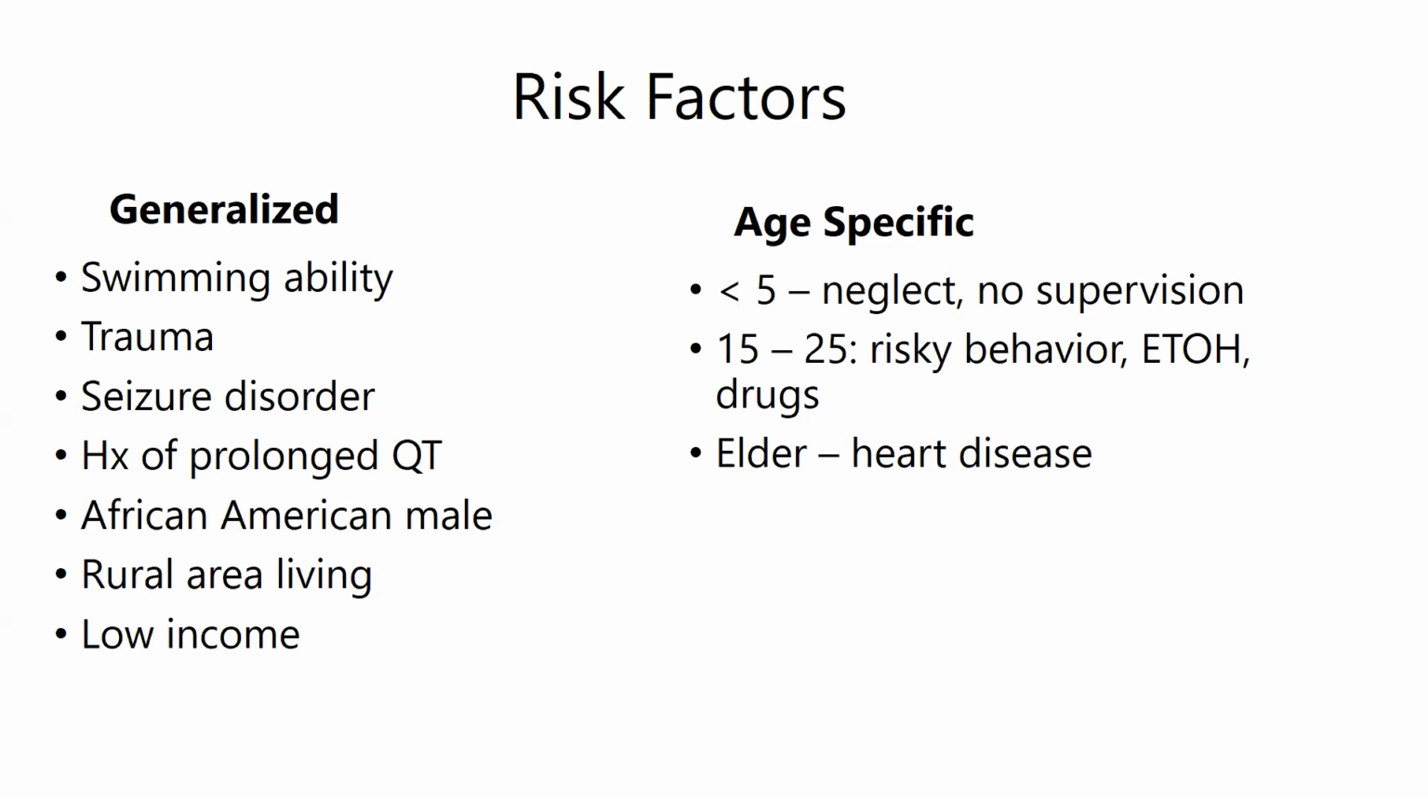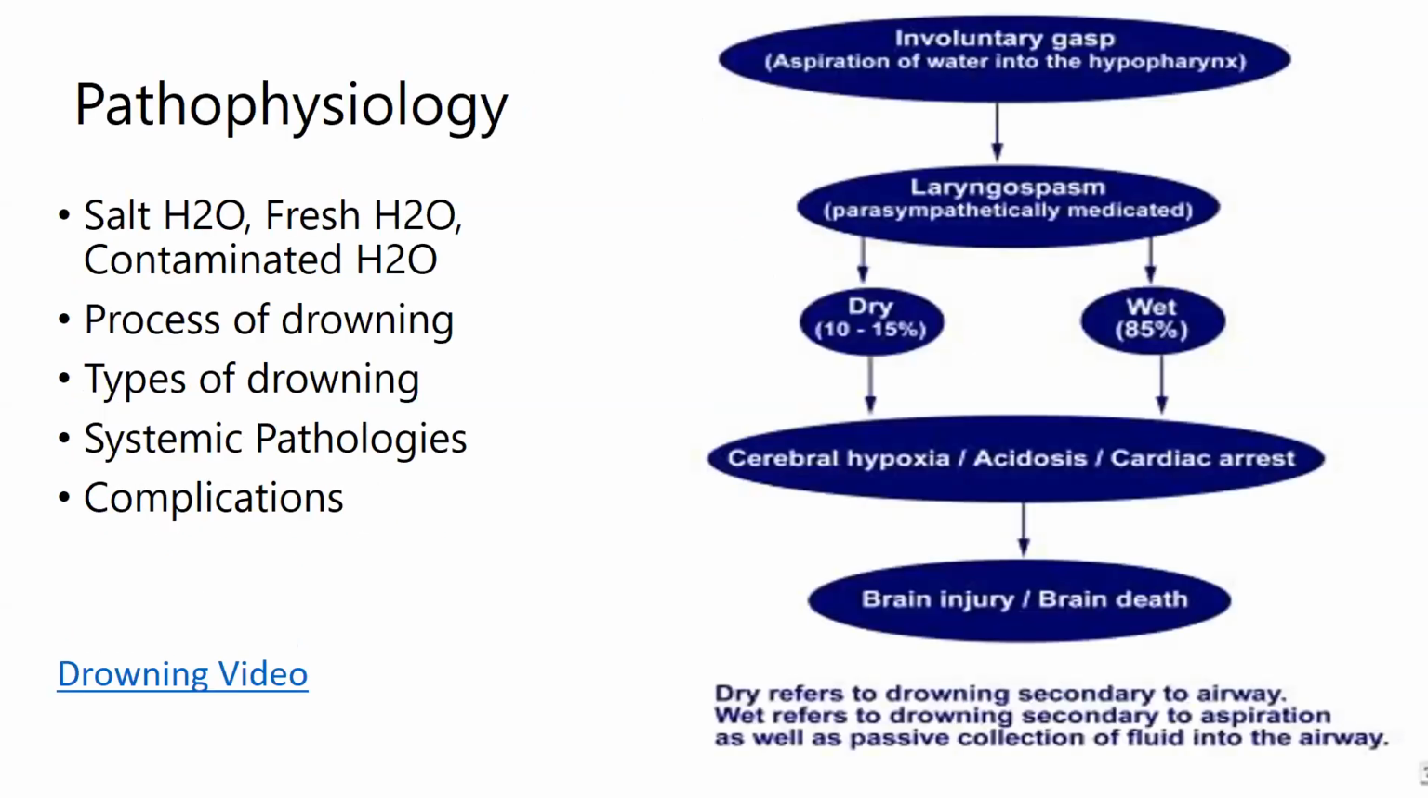15 to 25-year-olds, risky behaviors, alcohol and drugs. You know, that alcohol gives you some liquid courage. So rivers, lakes, and beaches, water skiing, cliff jumping. And then the elderly is where you're going to see more heart disease causing them to drown. They get out over their head, their swimming ability. They don't realize where they are, and they drown. There's a drowning video on this slide.